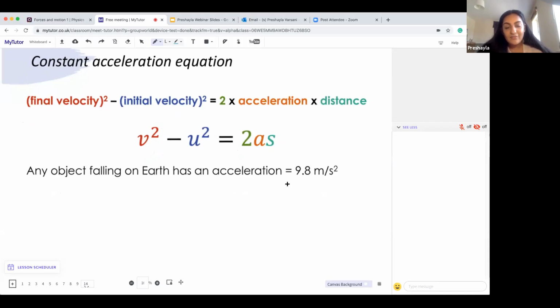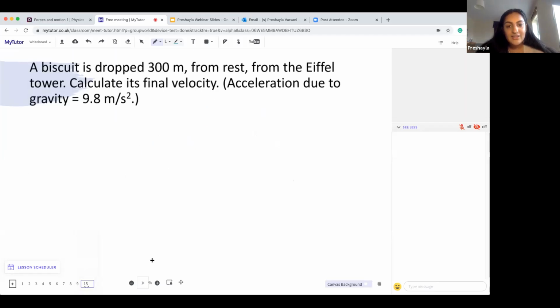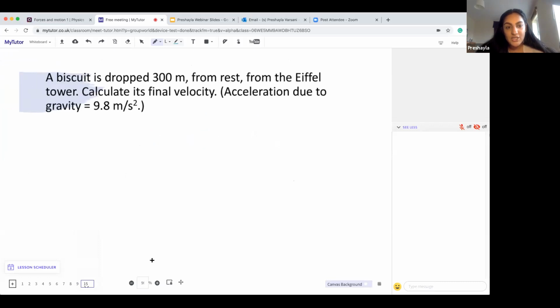If you have an object that is falling on this planet, then that acceleration is automatically 9.8. If it's falling, free falling through the air, the acceleration is 9.8. That's only if it's free falling through the air. So that's one thing to be careful of. Okay, so let's try some questions.